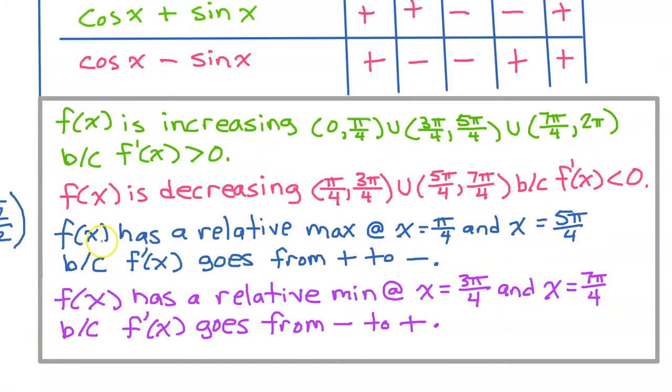So we will say f of x has a relative max at x equals pi over 4 and x equals 5 pi over 4 because f prime goes from positive to negative. F of x has a relative min at x equals 3 pi over 4 and x equals 7 pi over 4 because f prime goes from negative to positive.